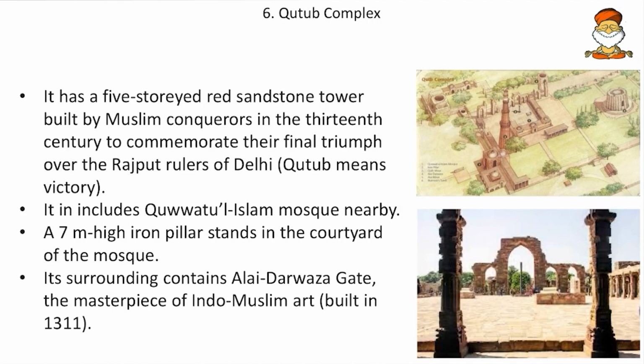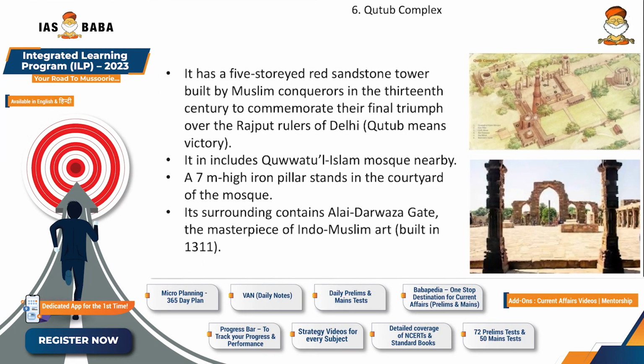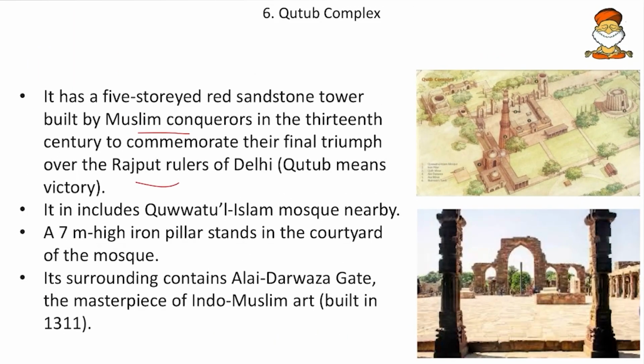So friends, Qutub complex means the place around the Qutub Minar. So there are 4 to 5 other monuments apart from Qutub Minar. So that is the whole complex thing. So this has a 5-storied sandstone tower built by the Muslim conquerors. So Qutubuddin Aibak and others, in the name of Qutubuddin Bakhtiyar Kaki. So this monument was built in the 13th century to commemorate their final triumph over the Rajput rulers of Delhi, and it includes the Quwwatul Islam Mosque.